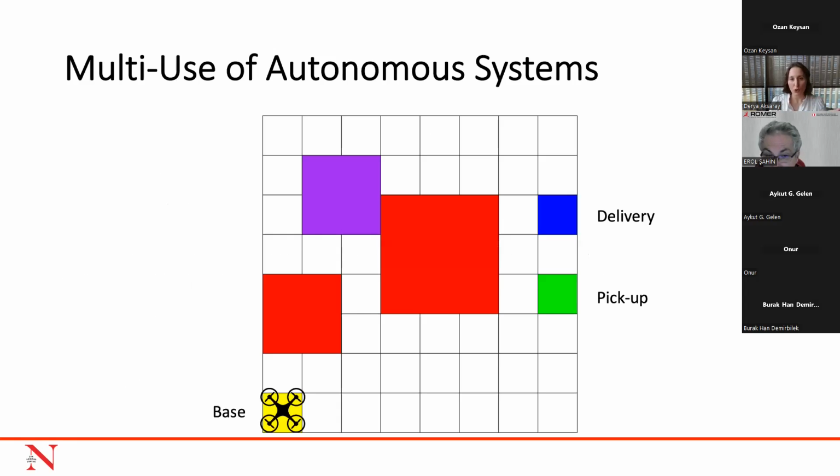And for this constraint RL part, my research is motivated by multi-use of autonomous systems. What I mean by that is, as you can imagine, recently we are having these drones that can be used in multiple missions. Let's say this is a pickup and delivery drone. So the ultimate goal would be going to the pickup region and then delivery region.